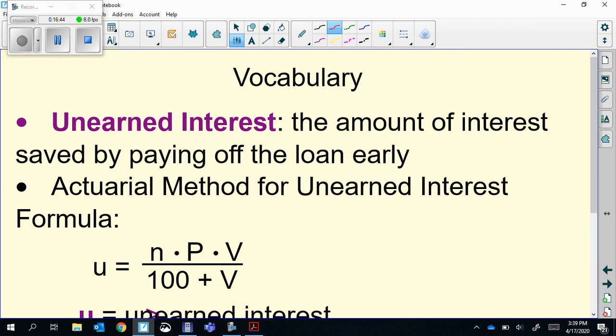Unearned interest is the amount of interest saved by paying off the loan early. And then the actuarial method for unearned interest. This is actuarial. One of the most math-driven professions is called an actuary, and this is what they do. They just work with loans. They work with insurance and all that sort of stuff, and they make all these calculations.